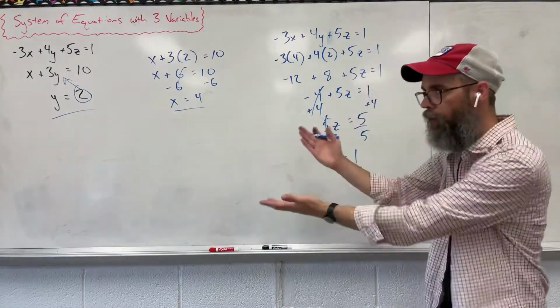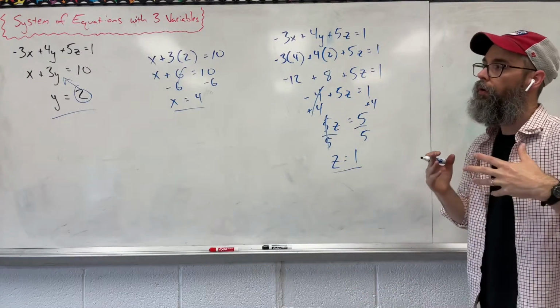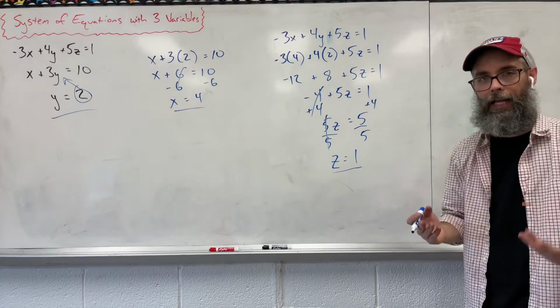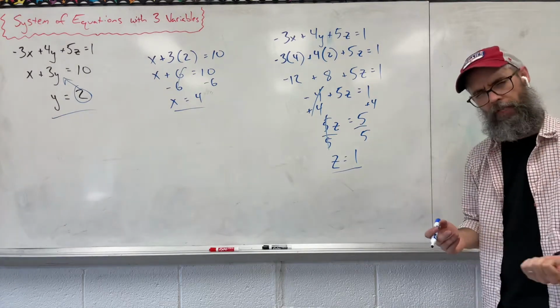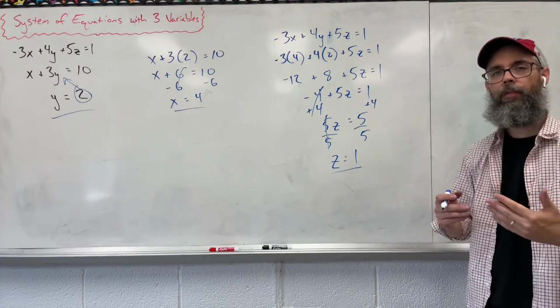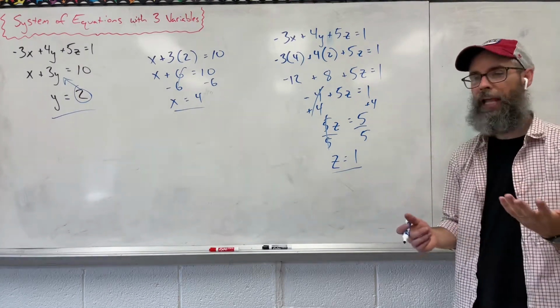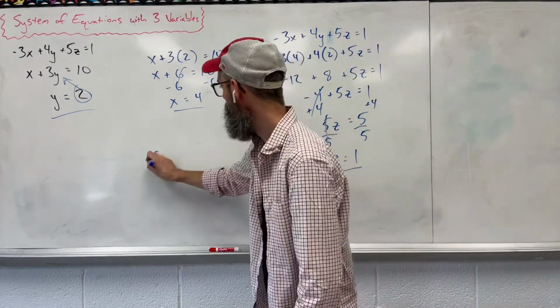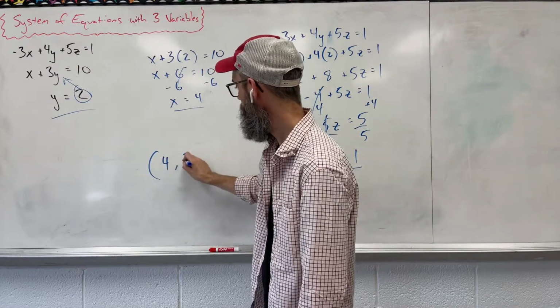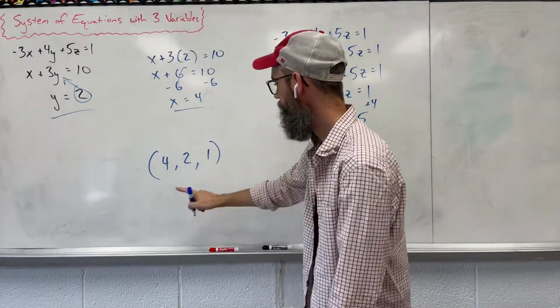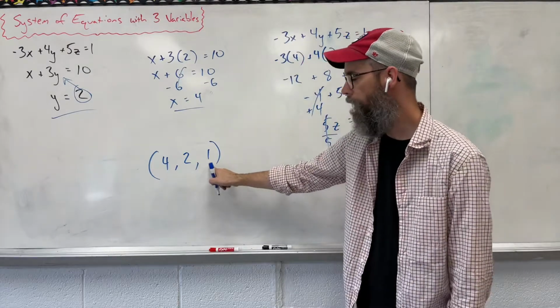Now, how do I write this as an answer? Well, I want to write it as a coordinate. You were used to x's and y's. Now we're dealing with three dimensions, x, y, and z. All you gotta do is plug it in alphabetical order. My final answer is going to be 4, 2, 1, x, y, z.